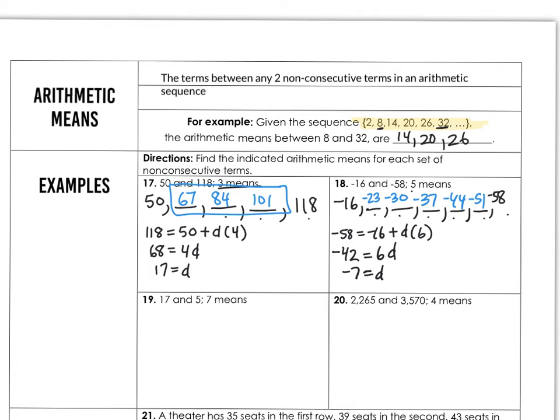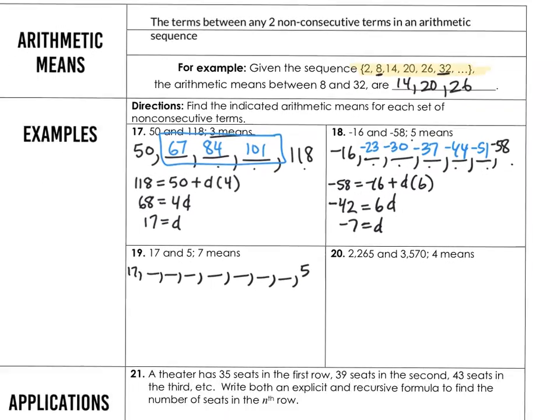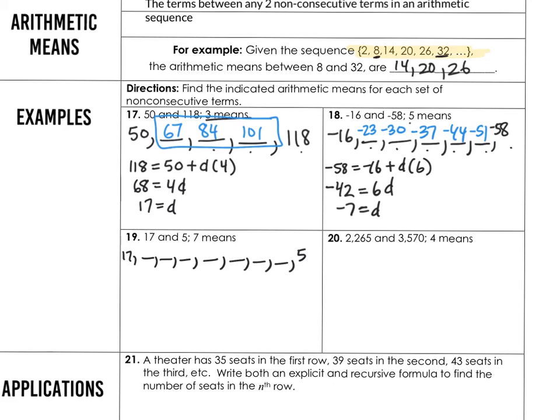All right, let's look at the next one, number 19. Oh, 7 means. We'll have to write small for this one. Okay, so 17, 1, 2, 3, 4, 5, 6, 7, and then 5. All right. Okay, so let's see. I know the 5 would be equal to 17 plus our common difference, 8 times, right? Yeah, 8 times.